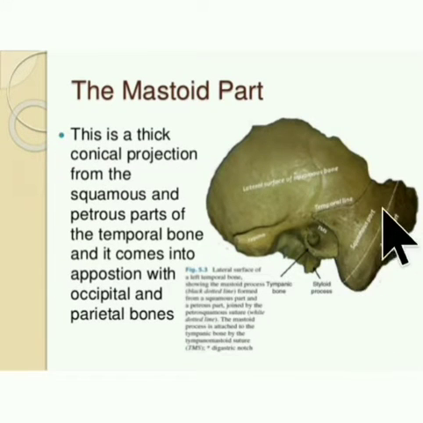This is the mastoid part. The mastoid part is a thick conical projection from the squamous and petrous part, and it comes in opposition with the occipital bone here and also with the parietal bone here.